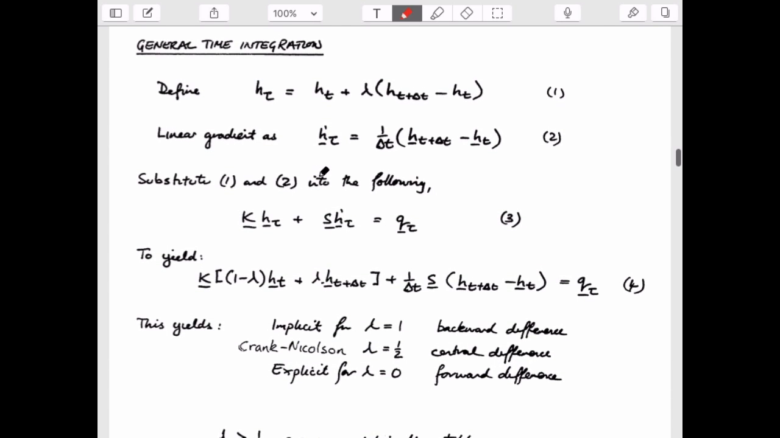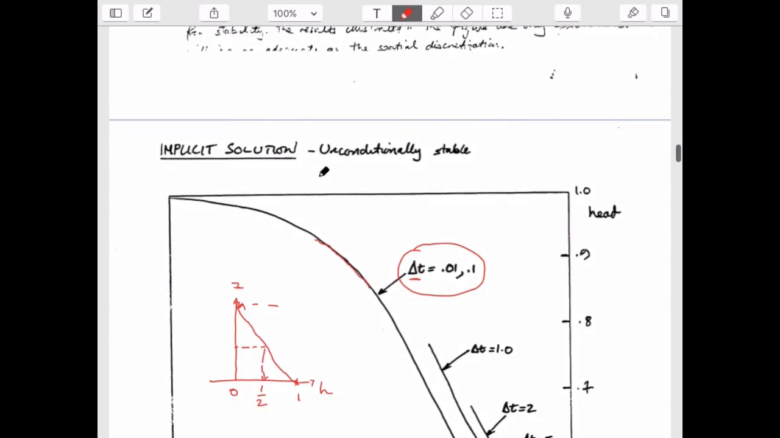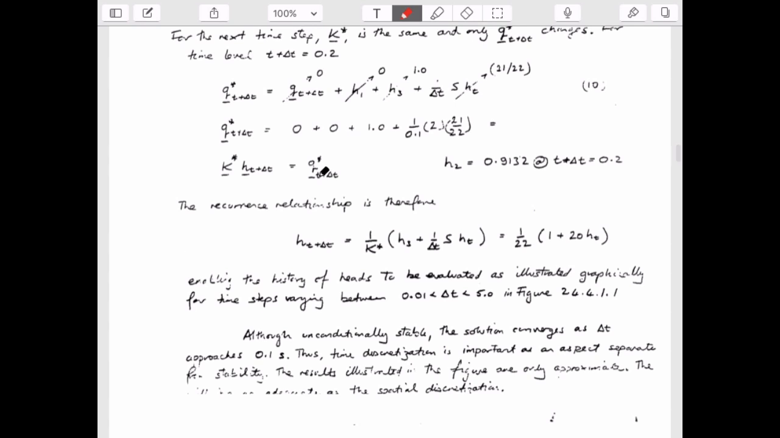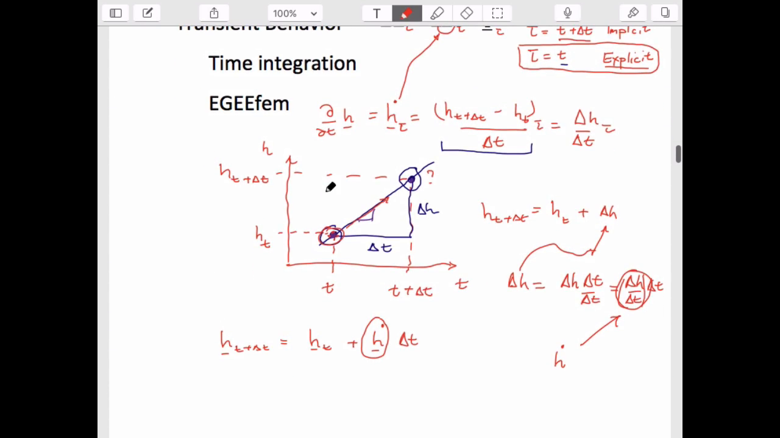So the other way to think about this is if we come back to this point here. Oh, not there. This is kind of getting a bit messed up.